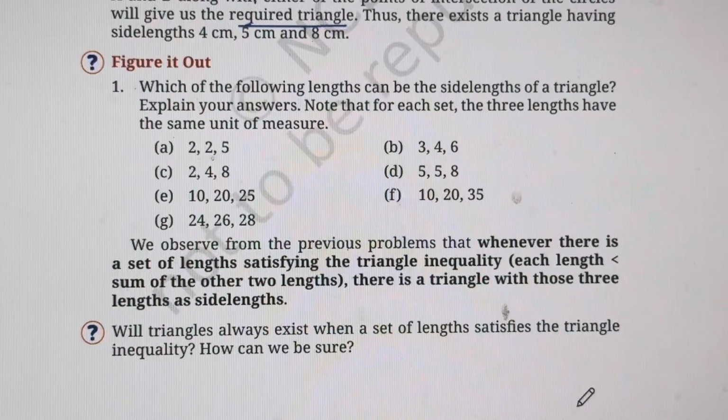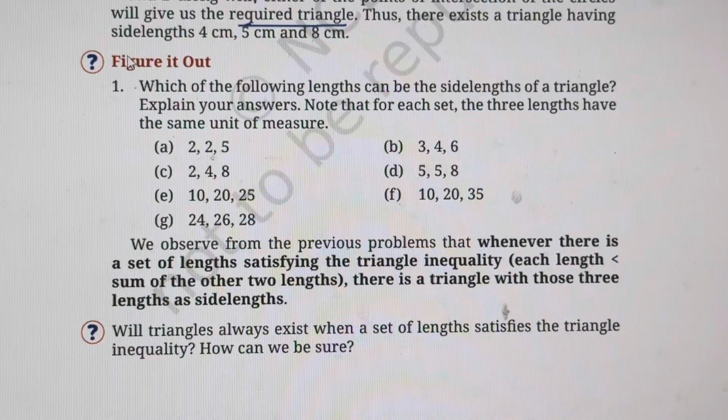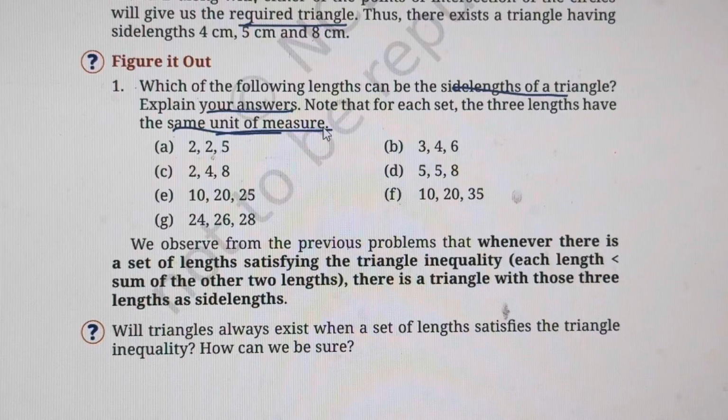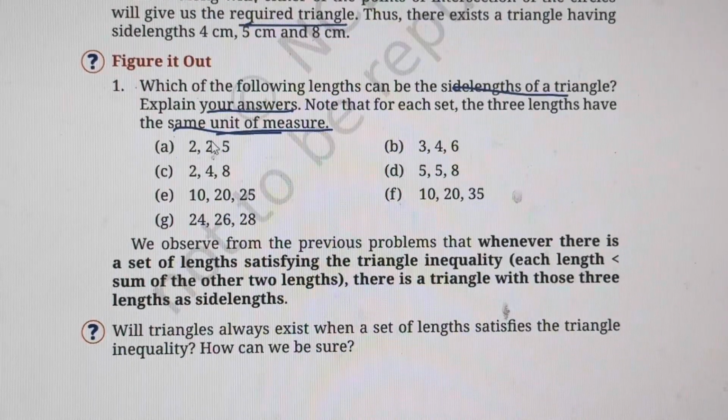So now we'll solve the Figure It Out exercise which is given. Question 1. Which of the following lengths can be the side lengths of a triangle? Explain your answers. It is given that all of them are of the same unit. You need to consider that. This is very important. I told you earlier also that the units should be the same. Otherwise, we can't compare or use the triangle inequality. So let us solve them one by one.